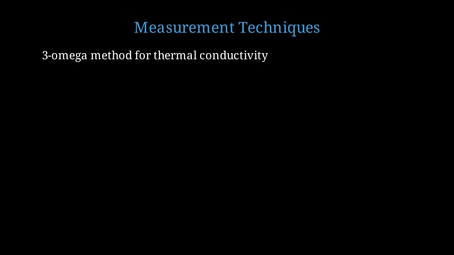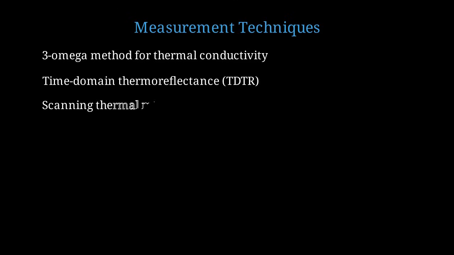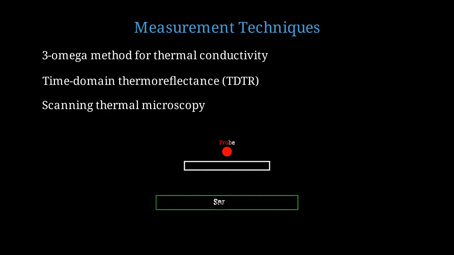How do researchers actually measure thermal rectification at the nanoscale? The 3-omega method uses an oscillating current through a thin wire to measure thermal conductivity with high precision. Time-domain thermoreflectance uses ultrafast laser pulses to measure thermal transport on picosecond timescales and nanometer length scales. Scanning thermal microscopy uses a sharp probe to map temperature with nanometer resolution. A scanning thermal microscope raises a sharp heated probe over the sample surface, measuring local temperature and thermal conductance at each point.